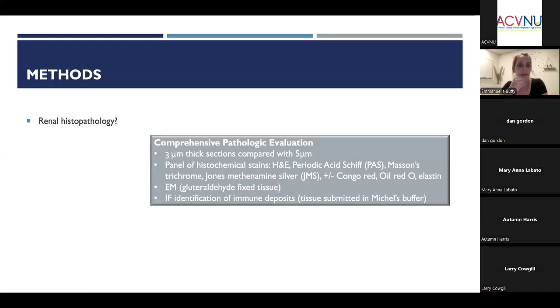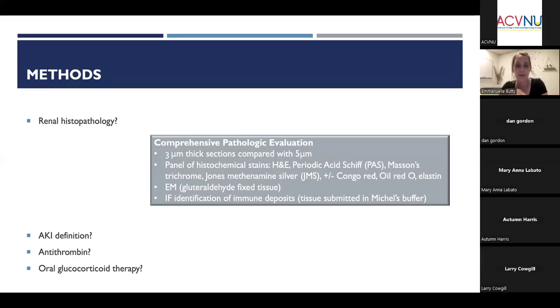A couple of things that they don't necessarily specify in the methods was the renal histopathology, because they talk about biopsy results in the results, but it's not necessarily clear. Was it just post-mortem biopsies, or was it a comprehensive pathologic evaluation that we now know has thinner sections and uses all these different stainings and electron microscopy and immunofluorescence to really have a full picture of the reason for the glomerular disease in this PLN patient? So no real details on that.